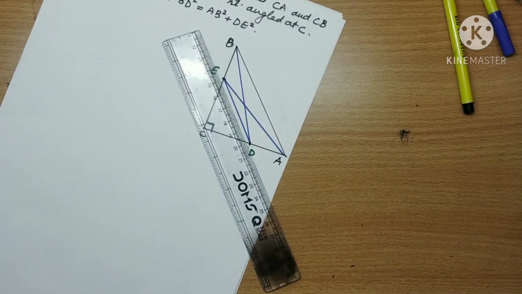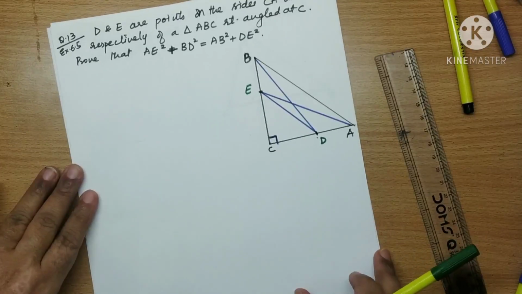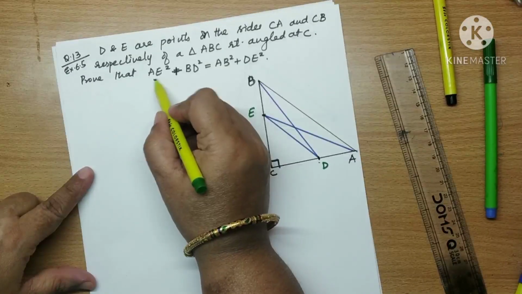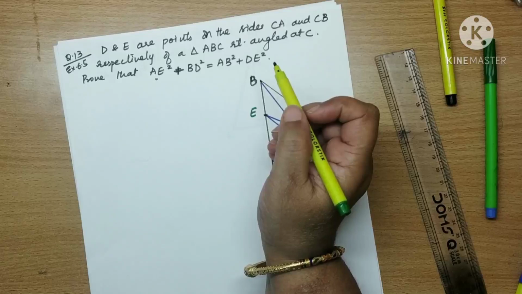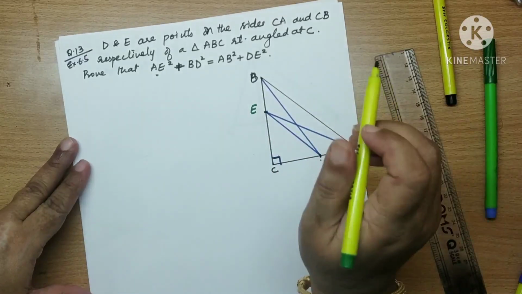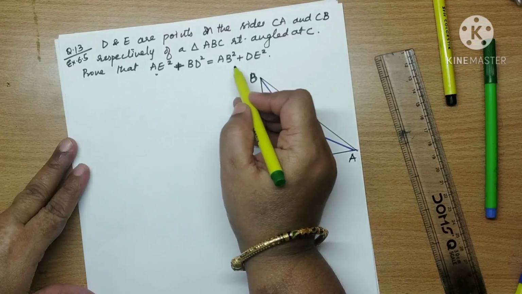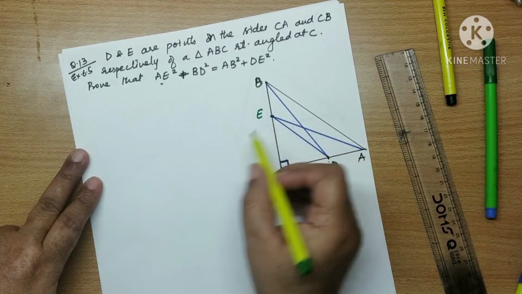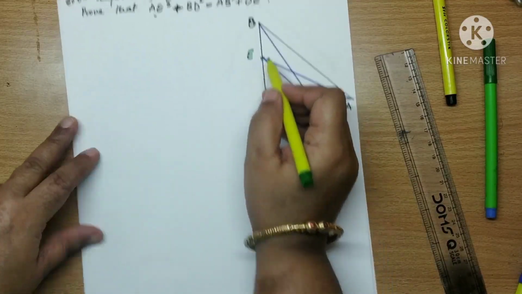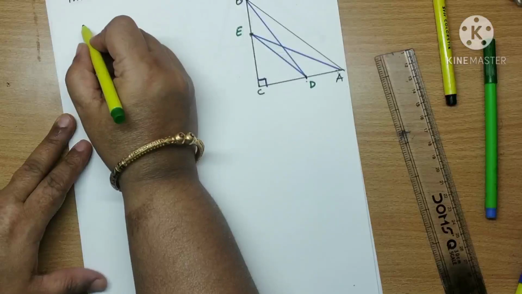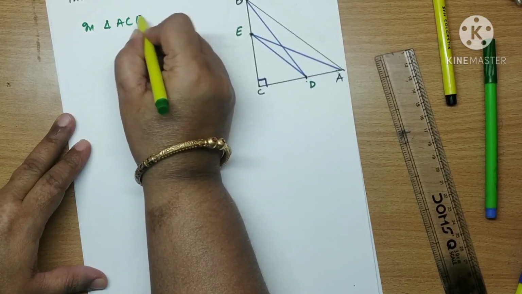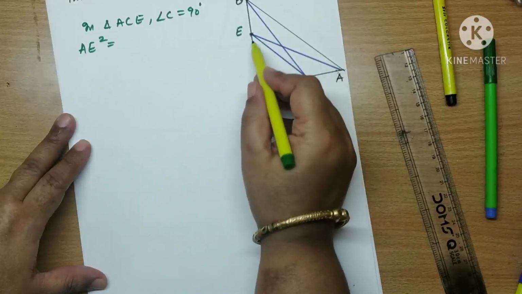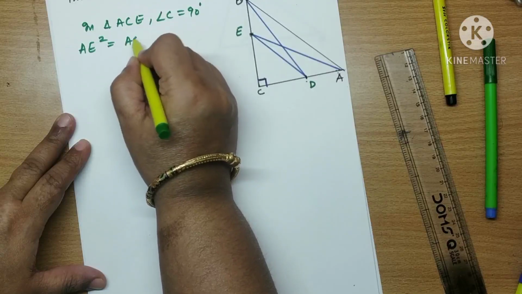Now we need to prove AE square plus BD square is equal to AB square plus DE square. So children, for that, remember the technique given is that we need to find all the hypotenuses in the given relation and write a relation with them. So first of all, I can see AE is a hypotenuse in this triangle ACE. So in triangle ACE, angle C is 90. So AE square will be equal to AC square plus CE square.